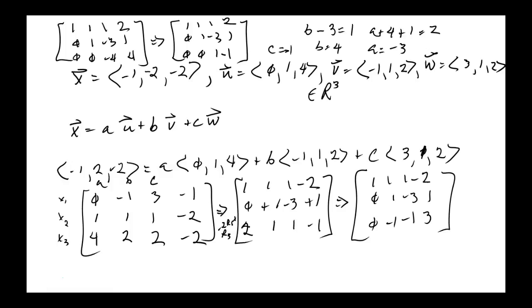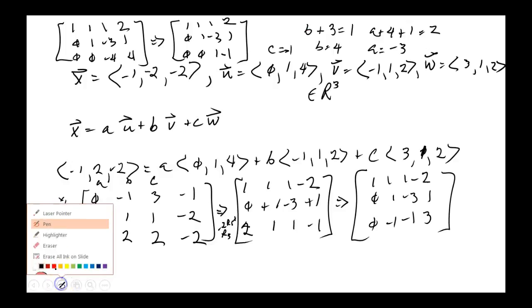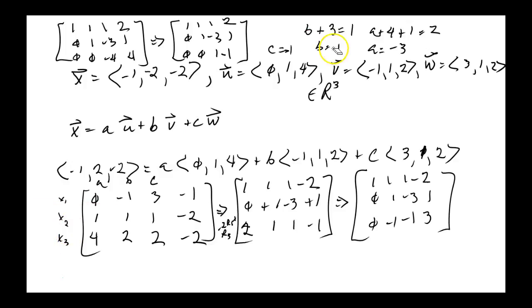Just flip the sign. B is equal to, no, B plus 3 now. B plus 3 is equal to 1. B is negative 2. B is equal to negative 2. Okay. All right, B is equal to negative 2.